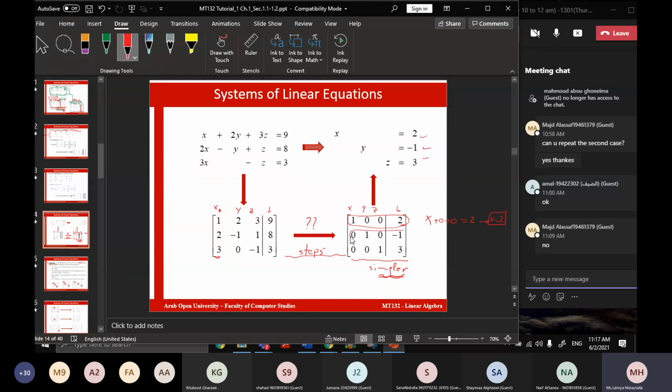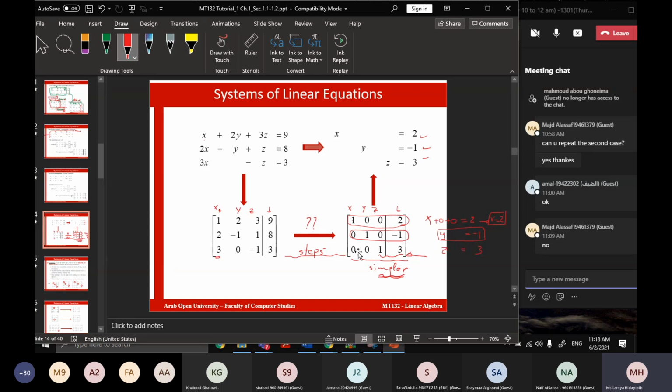Then what about the second row? 0 times x, which is 0, 1 times y, which is y, and 0 times z, which is 0, plus 0, y is equal to minus 1. So we get the y value. And also from the last one, we can get the z. z will be equal to 3. So directly, when I reach here, I got the solution easily.